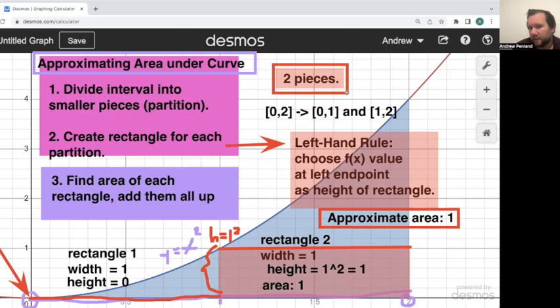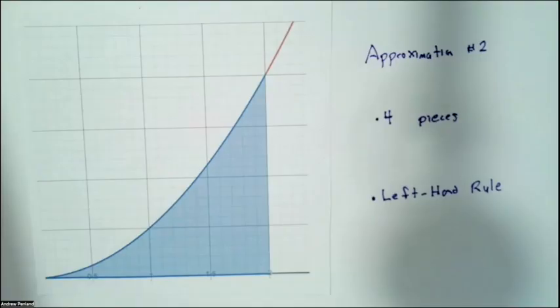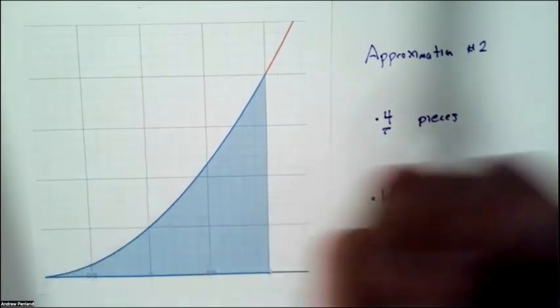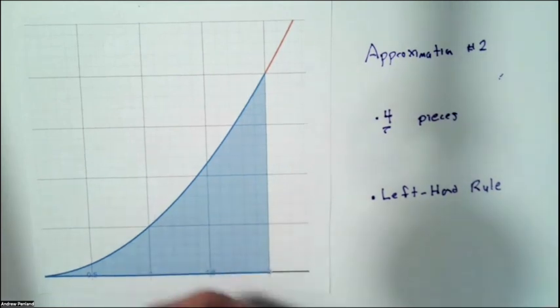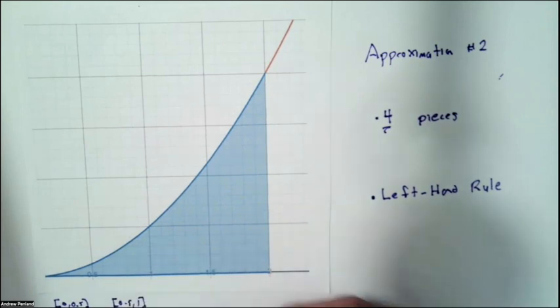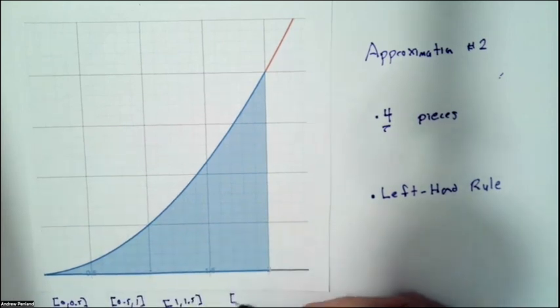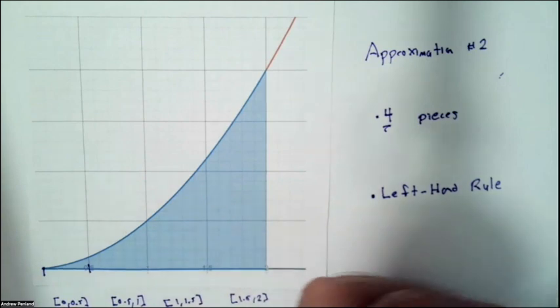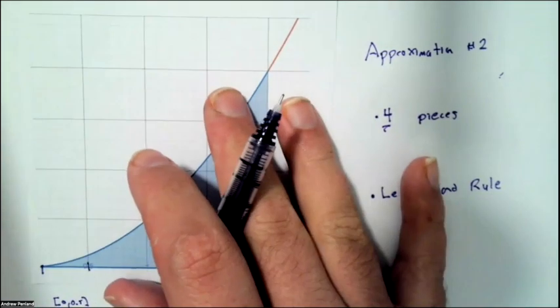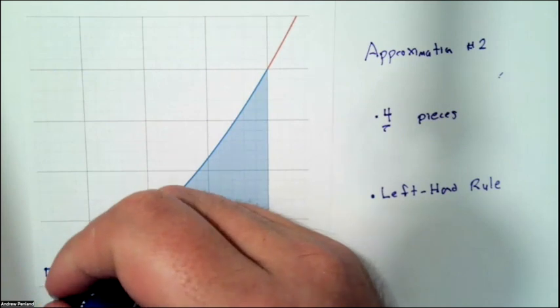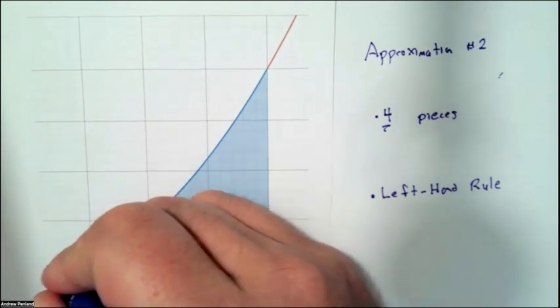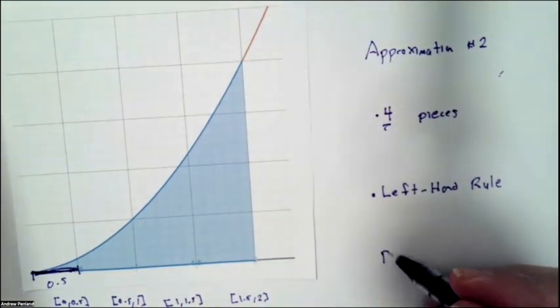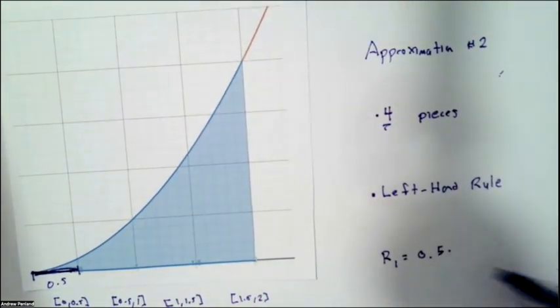What if I decided instead to do it with 4? Let's do this process again, but this time with 4 pieces, 4 rectangles. I'm going to chop this into 4 intervals: from 0 to 0.5, 0.5 to 1, 1 to 1.5, and 1.5 to 2. Let's look at 0 to 0.5, still using the left-hand rule. The width of this interval is 0.5, and the left-hand height is 0 squared. So for rectangle 1, I have 0.5 times 0.